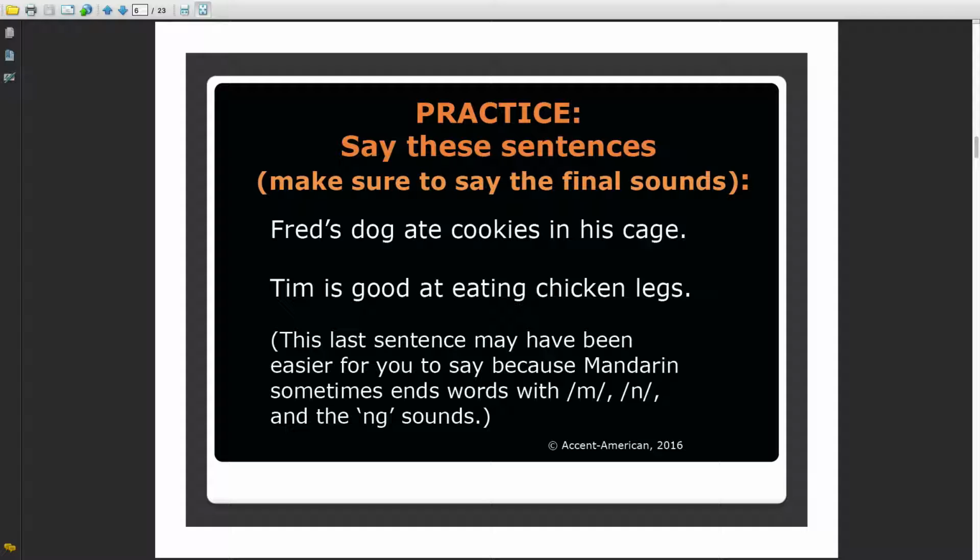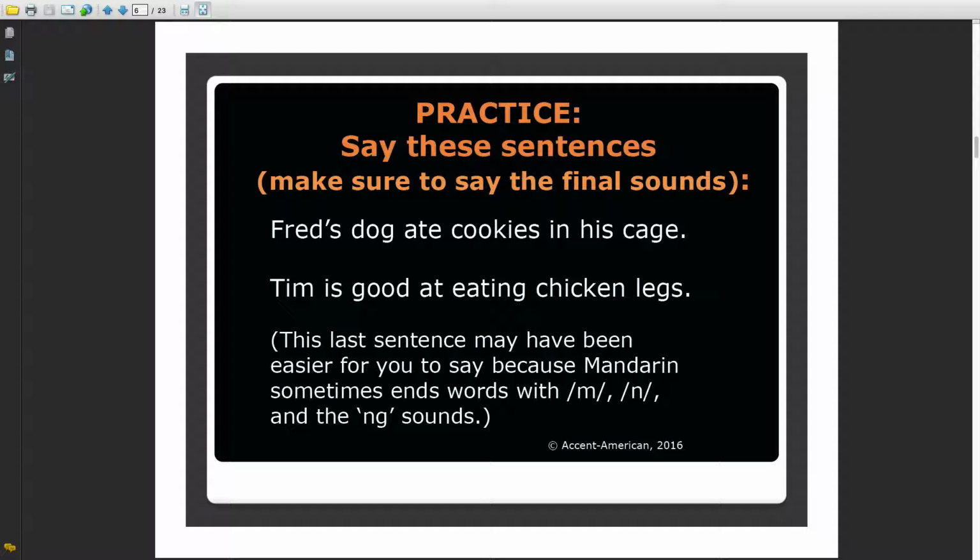As you can see, there is a D and a Z for Fred's. There's a G at the end of dog, a T at the end of ate, a K and Z at the end of cookies, and a J at the end of cage. These are not normal types of sounds for you as Chinese speakers to put at the ends of words.